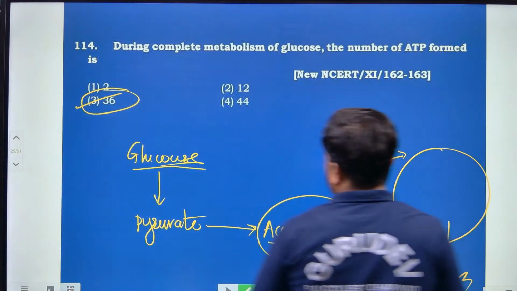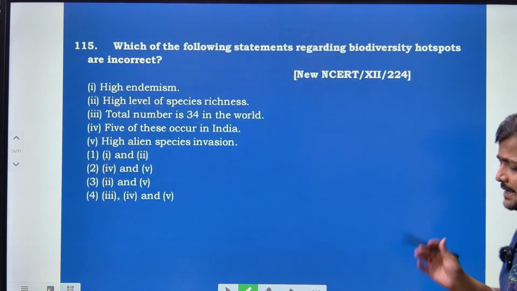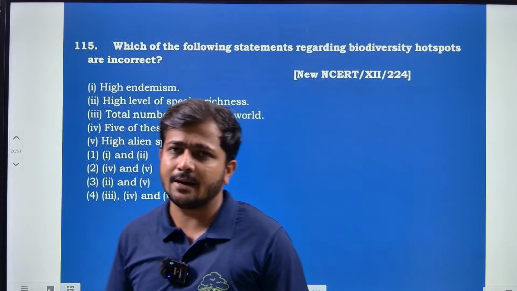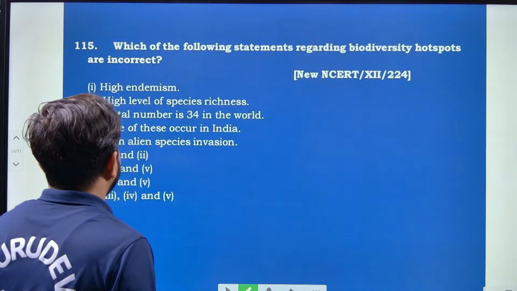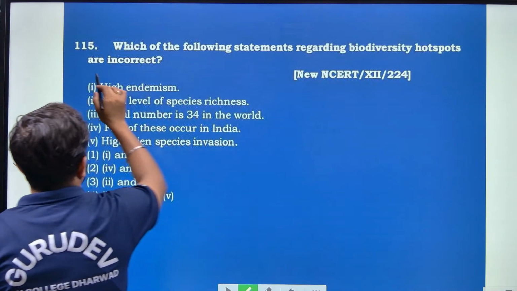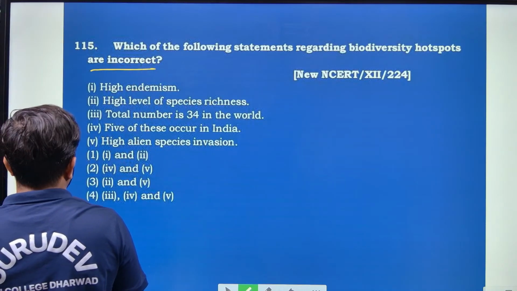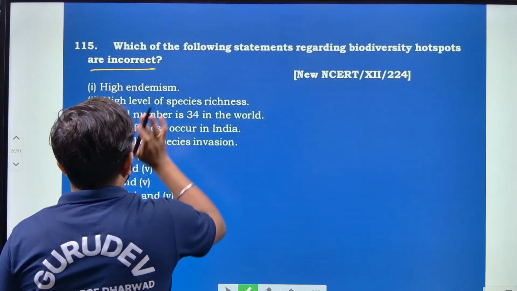So that is the answer for 3, which is correct, but it is actually a rough number, and the number they have given can vary with respect to the metabolism, right? Then, which of the following statements regarding the biodiversity hotspot are incorrect? That is the incorrect statement we have to find out, right?